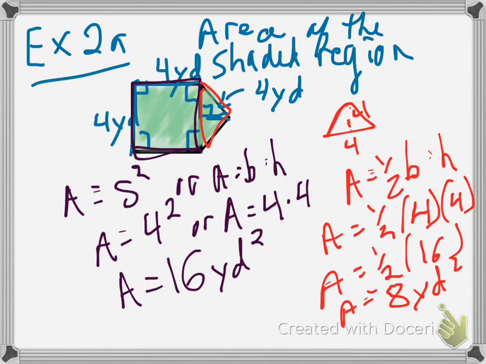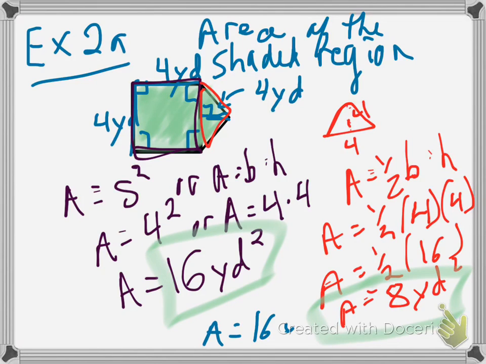Okay, and then we're going to add these up in order to get the total area. So the area equals 16 plus 8, which equals 24 yards squared. Final answer.